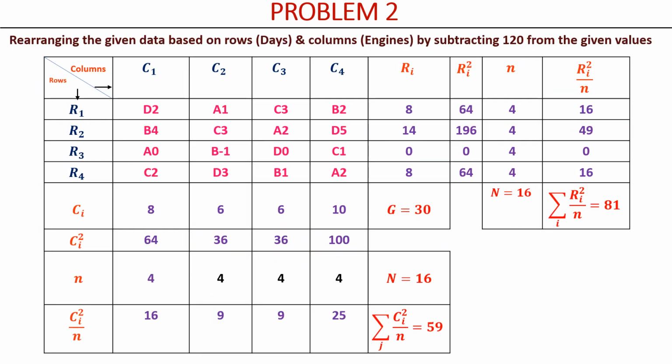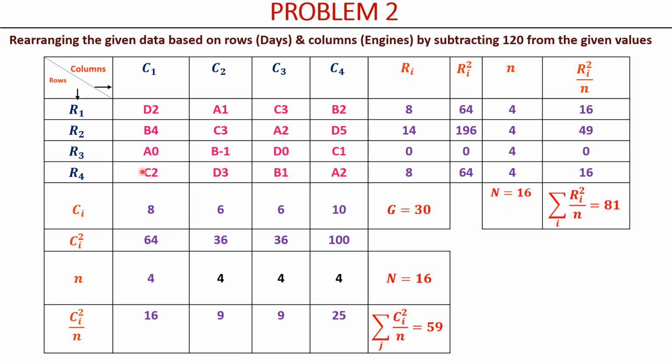So I construct the two-way table here, and as I do not know what are the rows and columns, I write them as R1, R2, R3, R4. If you remember, in the earlier problem, rows were days, so we wrote D1, D2, D3. Here it is rows and columns. So I calculate the row total, the square of them, and I have n plots, that is 4 plots for every row. I divide Ri square by n, calculate the total. I get the grand total to be 30 here, and capital N, as we decided, is 16.